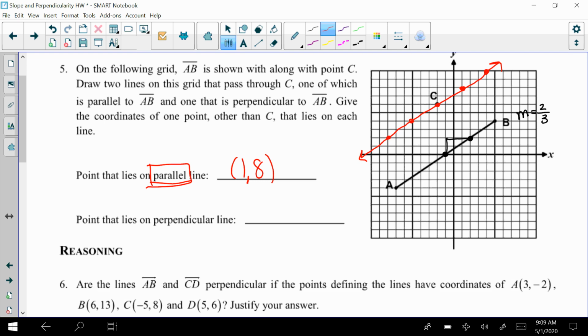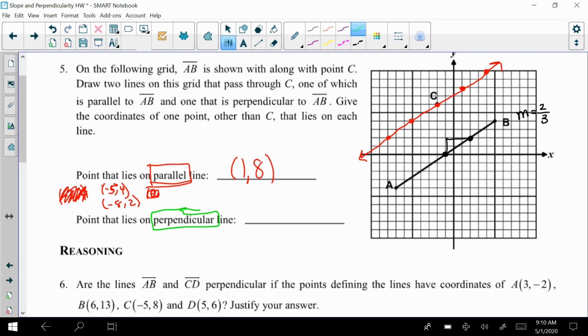So there's multiple answers to that. You could have picked -5, 4. That's another one. You could have picked -2, 1, 2, 3, 4, 5, 6, -6. You get the gist. There's lots of answers. Okay. Oh no, you can't pick -2, 6. That is point C. Okay. Next, I'm going to do the perpendicular one.